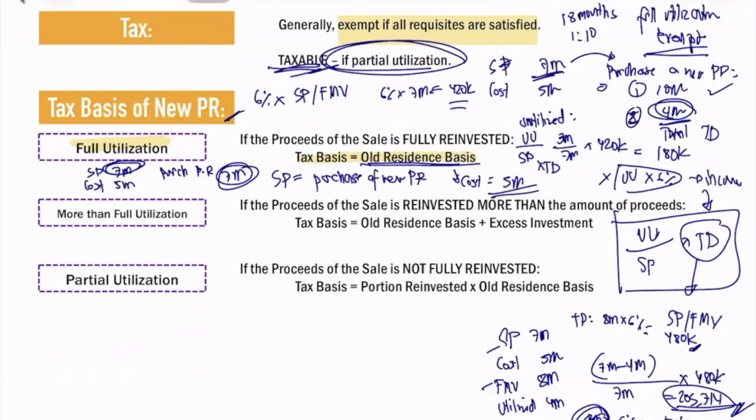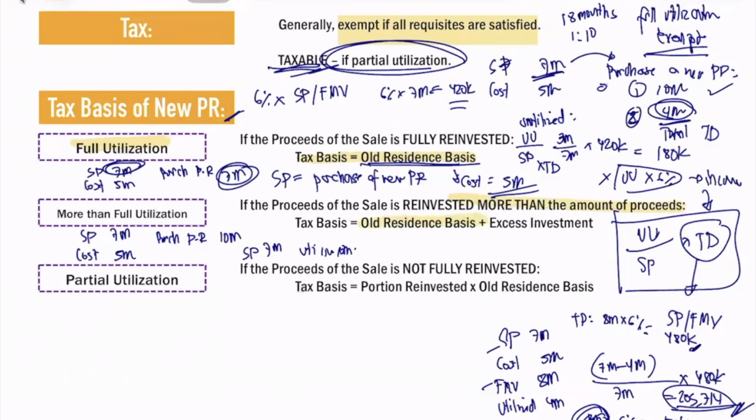So your answer here is 5 million pesos. How about if more than full utilization? The selling price is 7 million, let's say. The cost of the property is only 5 million. You purchase new principal residence for 10 million. So in short, you utilize more than the selling price. Kasi ang selling price mo lang is 7 million, but you utilize 10 million. So this is more than.